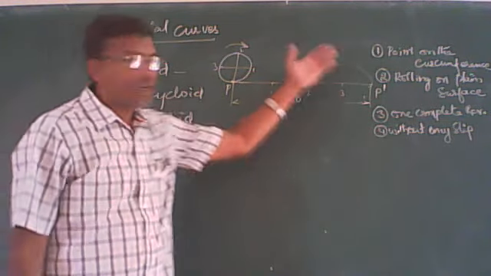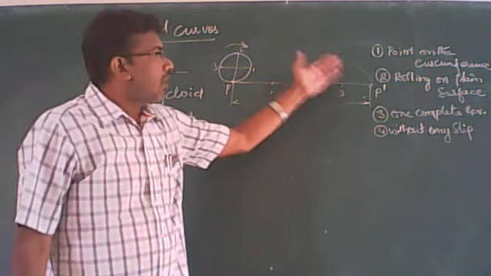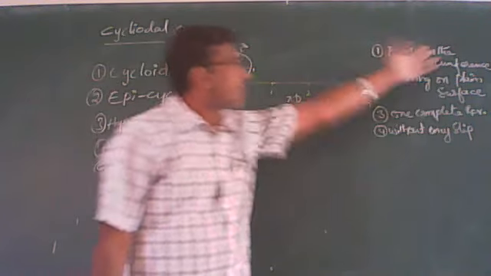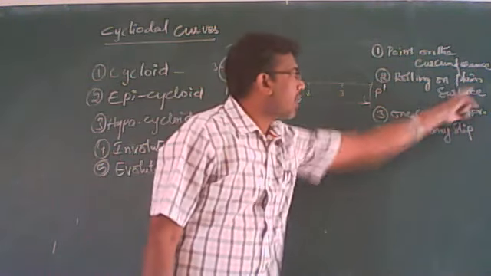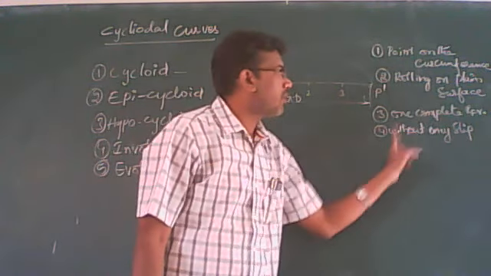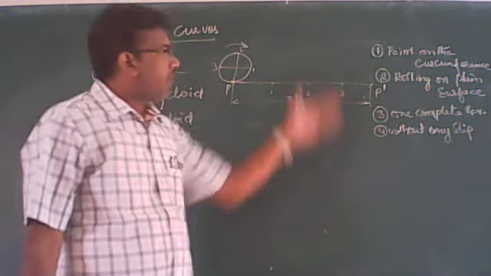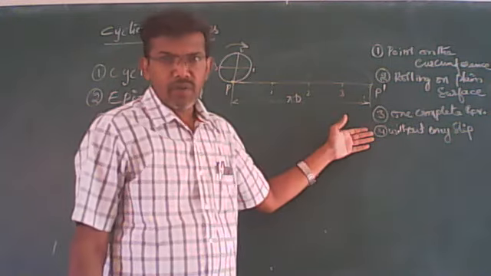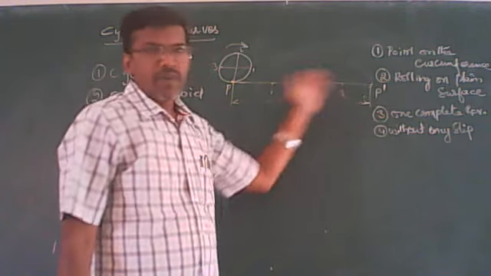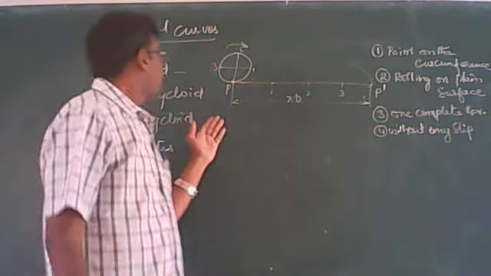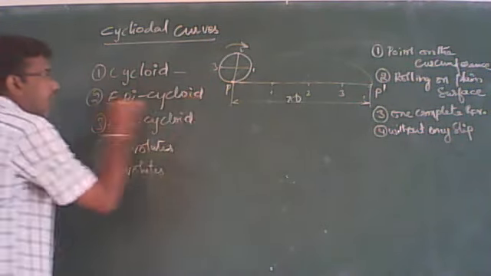I will read out the simple definition point-wise. The curve formed by the point on the circumference of the circle rolling on a plane surface for one complete revolution without any slip is the definition of the cycloid. If you remember these 4 points, a cycloidal curve will be formed. And next, in case of epicycloid.